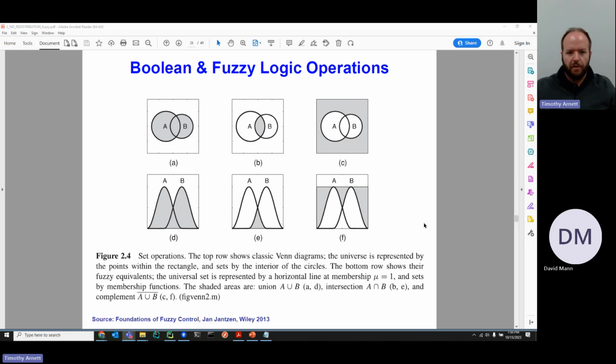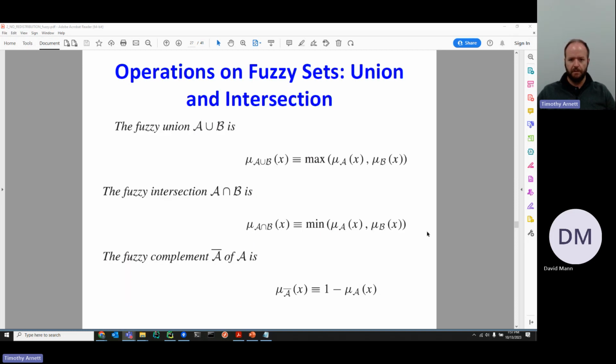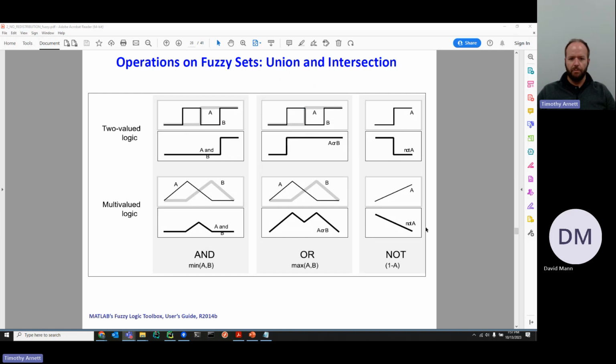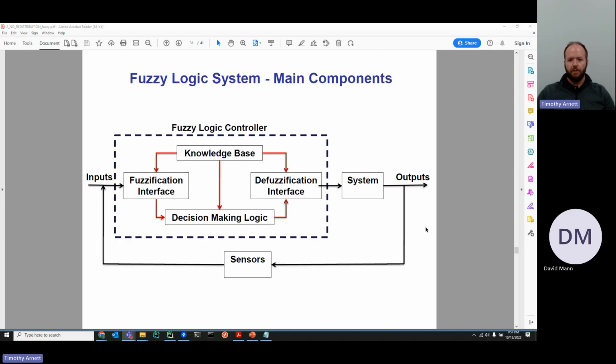I'm going to skip over the Boolean and fuzzy logic operations. It's fairly interesting and important in terms of mathematical consistency and soundness, but we're going to pass over this for now. If people have interest in this, you can ping me after and we can have discussions. I want to move on, though, to fuzzy control.